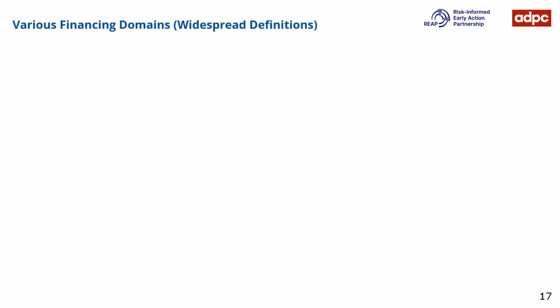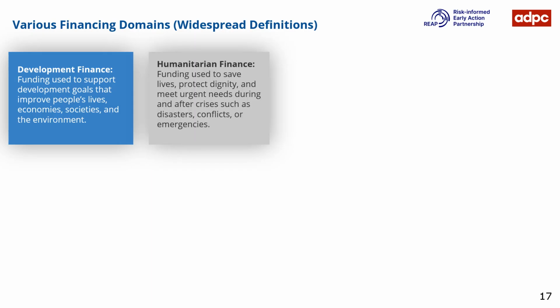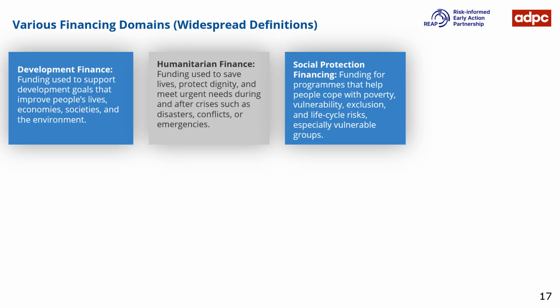This slide introduces several related financing domains. Development finance supports development goals that improve people's lives, economies, societies, and the environment. Humanitarian finance saves lives, protects dignity, and meets urgent needs during and after crises. Social protection financing supports programs that help people cope with poverty, vulnerability, exclusion, and life cycle risks.